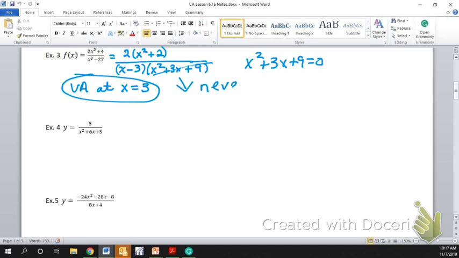One of these is never going to produce a vertical asymptote, because I did sum or difference of cubes. Everybody okay with example 3?